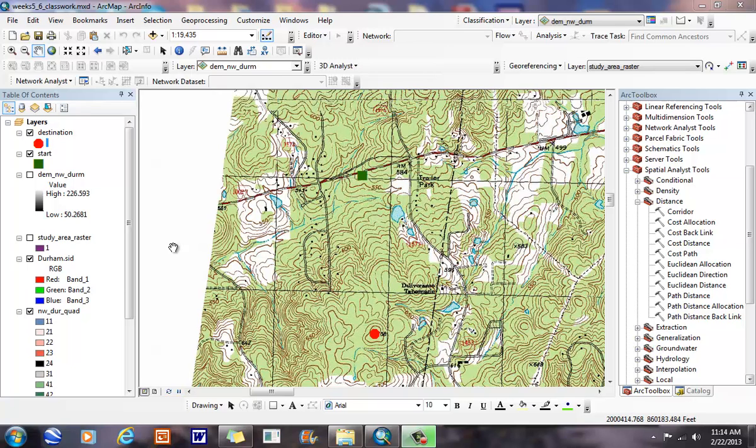Hi, in this exercise we're going to talk about the least cost path algorithm and analysis. We're going to do a sample problem here. We're going to build a hiking trail in northwest Durham County and Orange County here.